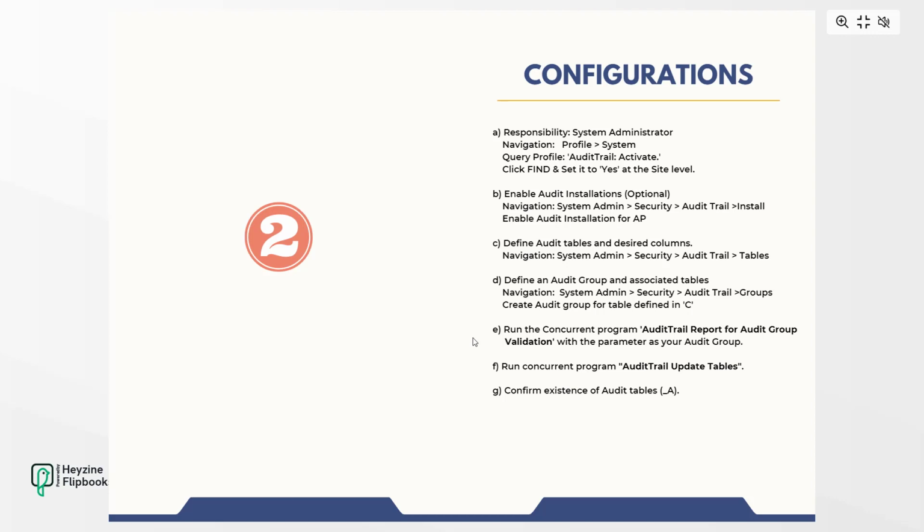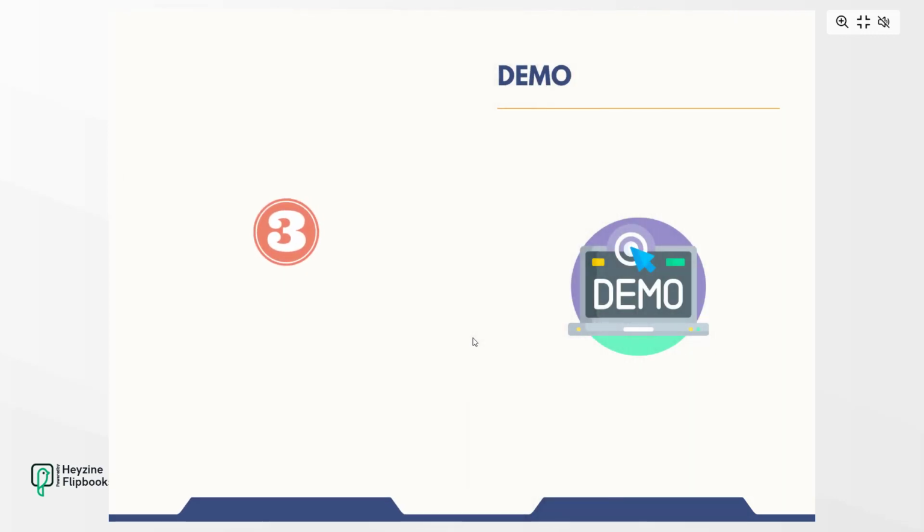First, we need to enable a profile option called Audit Trail Activate, set to Yes at site level, and we need to enable an audit installation, and we need to define the audit tables or columns for which we want to have the audit trails, and we need to link all these audit tables as an audit group, and we need to run 2 concurrent requests, and finally we need to ensure whether the requisite audit tables or views got created or not. So these are the list of configurations that we need to do in the application. Without further delay, let's get into the live demo.